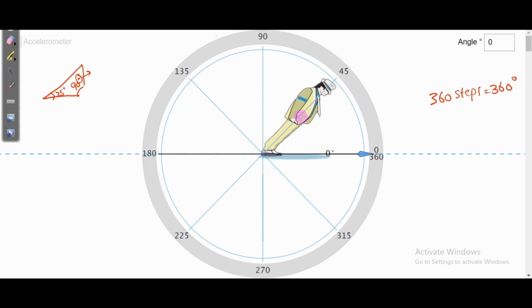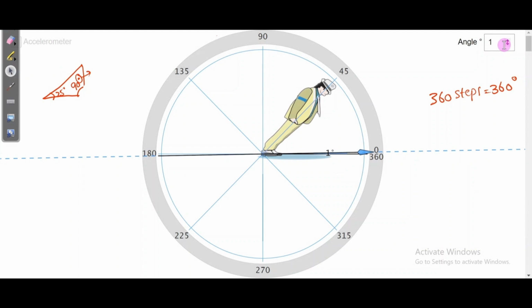So here, let's say this is the direction of the arrow at 0 degree. And if I take one step here, let's say I'm going to take one step here.